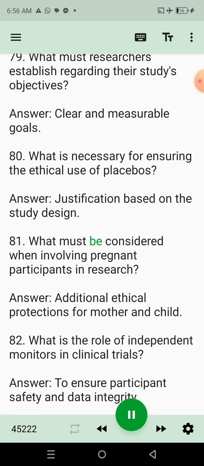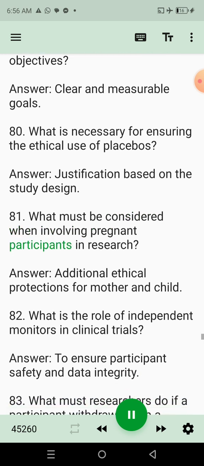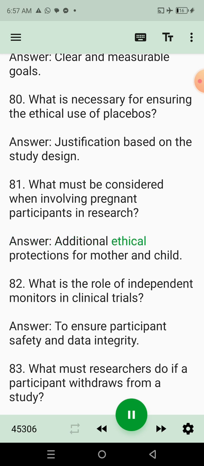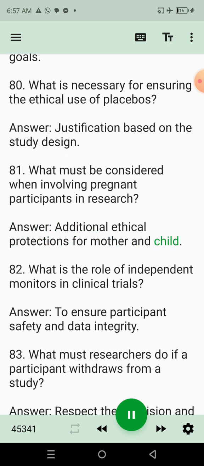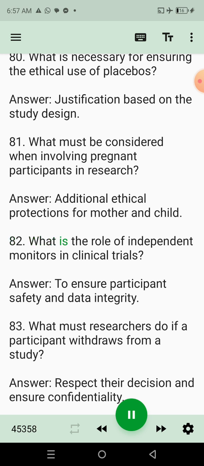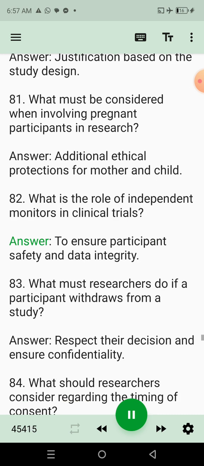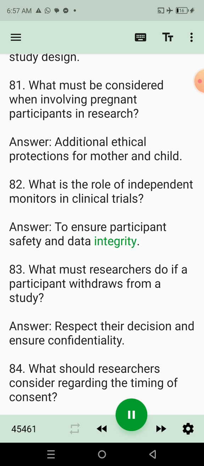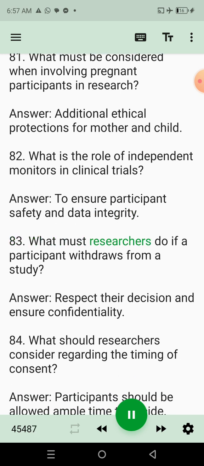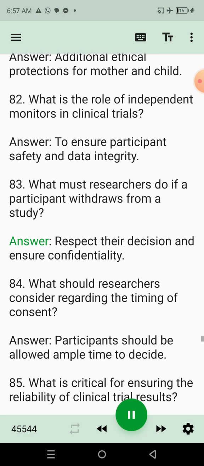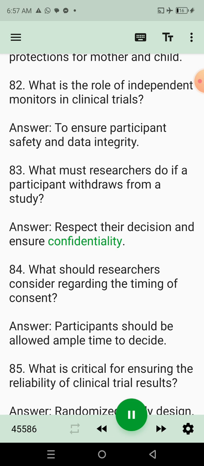81. What must be considered when involving pregnant participants in research? Answer. Additional ethical protections for mother and child. 82. What is the role of independent monitors in clinical trials? Answer. To ensure participant safety and data integrity. 83. What must researchers do if a participant withdraws from a study? Answer. Respect their decision and ensure confidentiality.